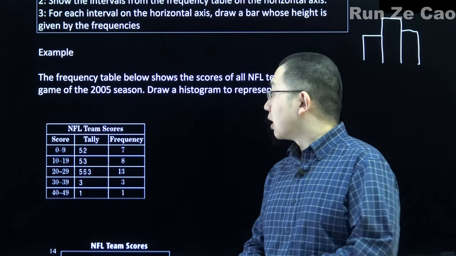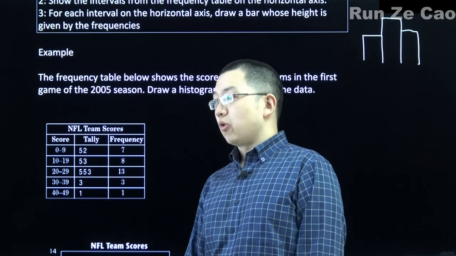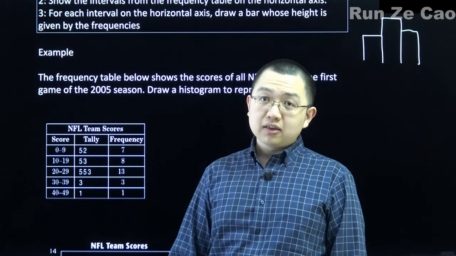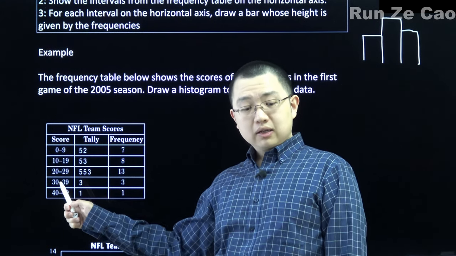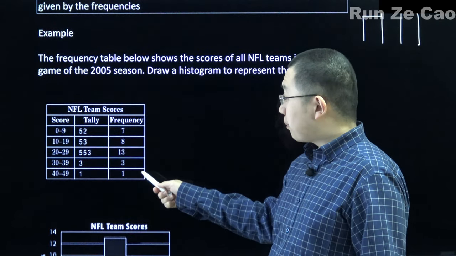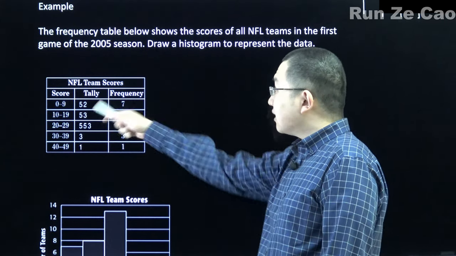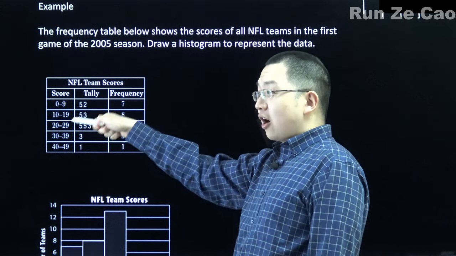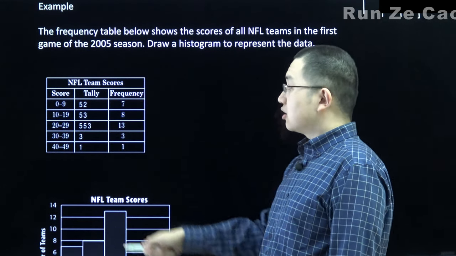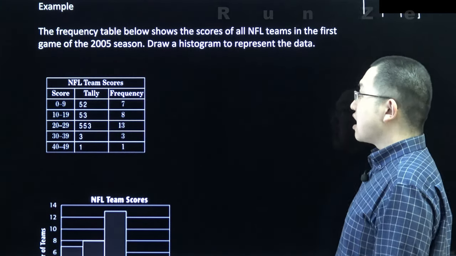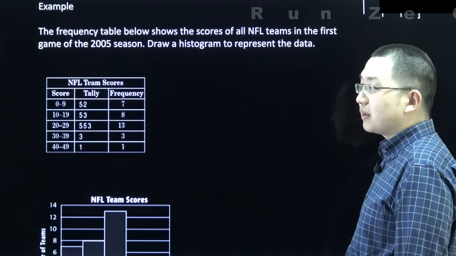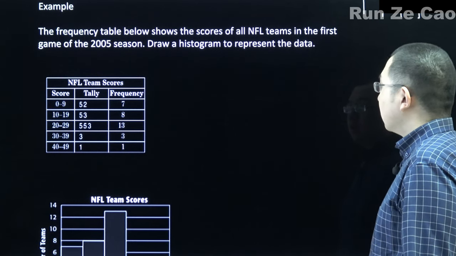Yes, but the actual numbers you had? No. In this case, the actual numbers that you have for your bins and the actual data are not continuous. It's just 0 to 9, 10 to 19. We consider them to be effectively continuous.